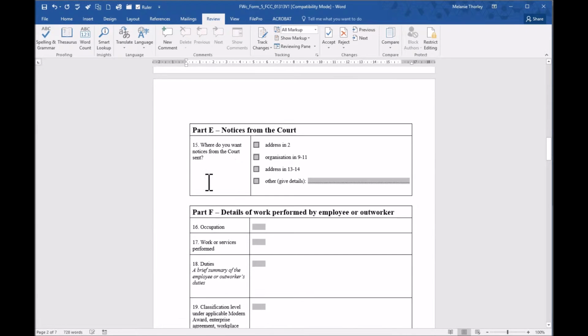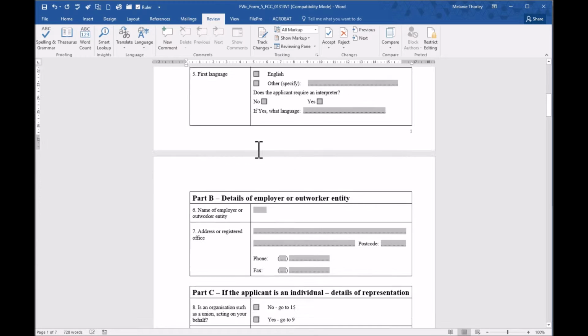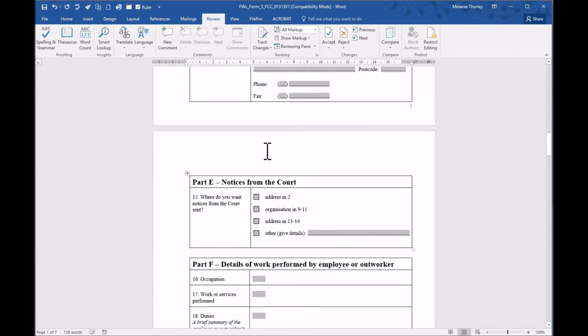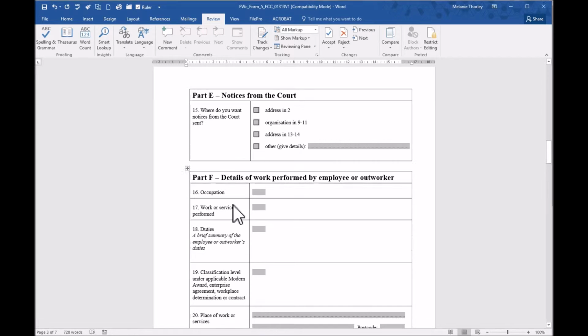And it asks for notices. Where do you want notices to go to court? Well, this is the address in 2. So if we just scroll up here, we'll see that it's going to be your address. So let's just scroll that down quickly. And it's going to be your address there.